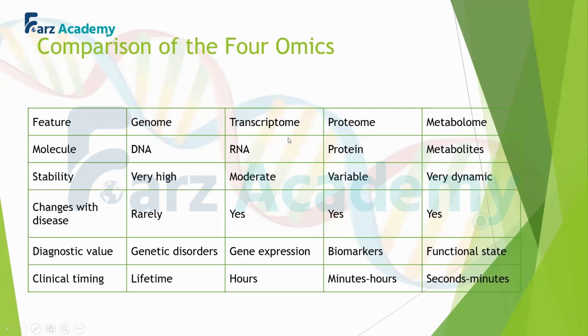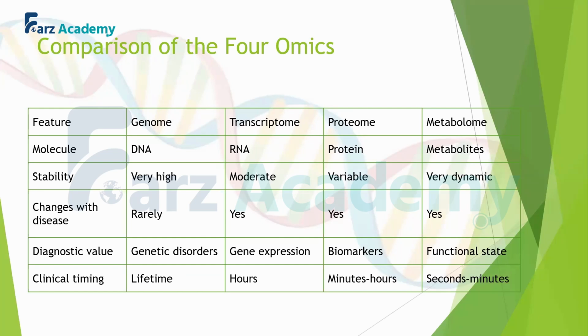Next is a comparison of all four: genome, transcriptome, proteome, and metabolome. The genome consists of DNA, the transcriptome consists of RNA, the proteome consists of proteins, and the metabolome is simply basic metabolites. Stability wise, DNA and the genomic sequence have the highest stability, and the least stability is in the metabolites, because they are the smallest structures and are very variable and rapidly keep changing with each metabolic reaction.